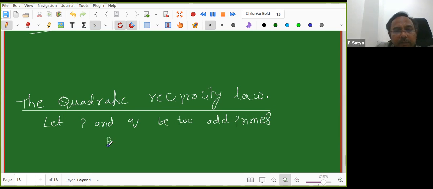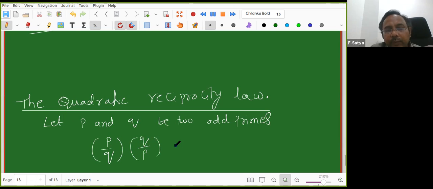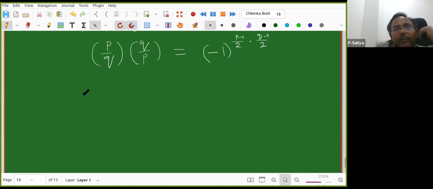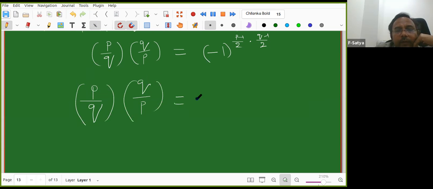Then (P/Q) times (Q/P). I'll tell you later why this is so important. The answer is very simple. P and Q are two odd primes, then (P/Q) times (Q/P) is equal to (-1) to the power (P minus 1)/2 times (Q minus 1)/2. I'll write it a little bigger.